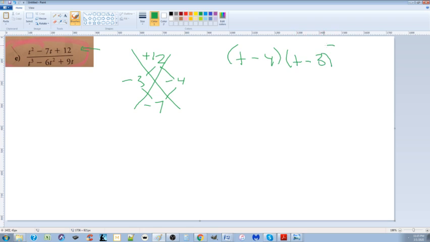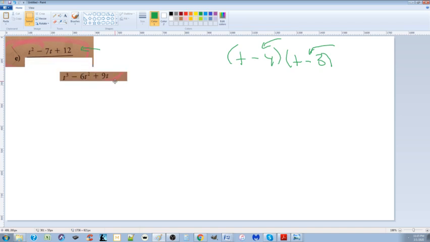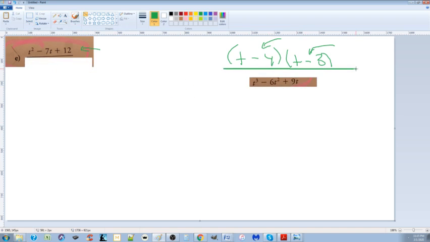Let's look for the hint. It's probably going to be one of these in the bottom, but there's a secret to the bottom. What's the problem with the denominator? Well, it says there's a t to the 3. I can't do anything with that. And then there's a t to the 2, and there's a t there. Oh my god, they all have a t in them. We can take a t out of them, and we're left with t squared minus 6t plus 9.